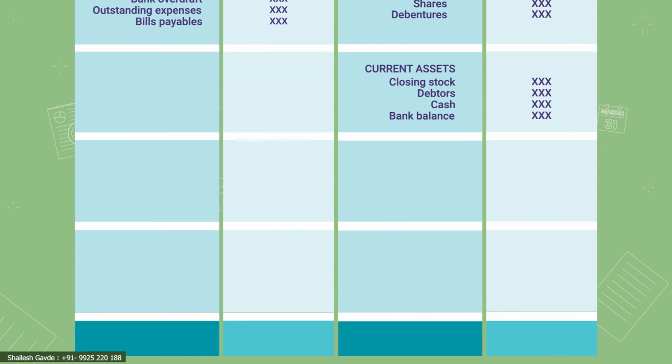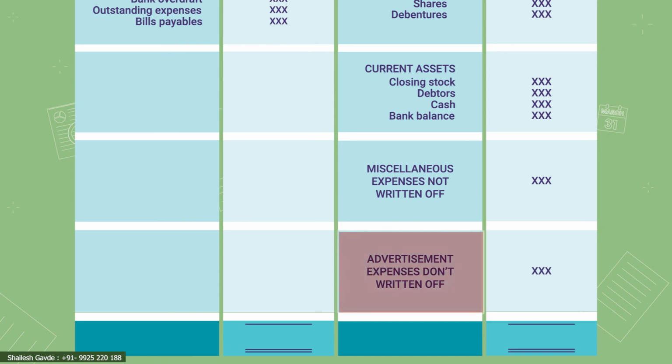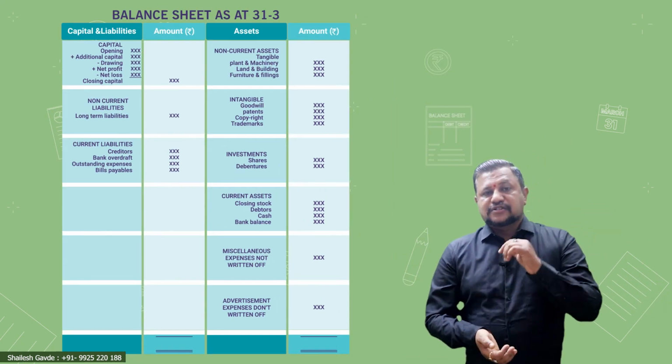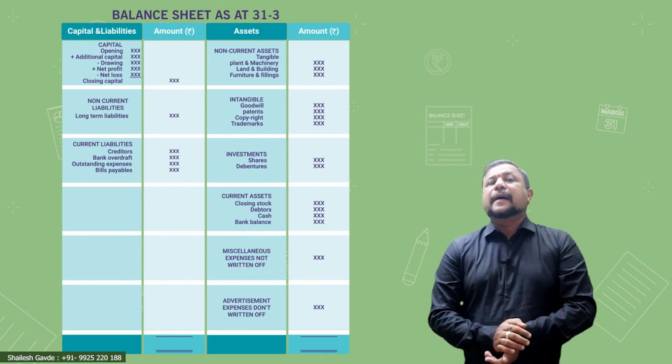The last section on asset side we record is miscellaneous expenses not written off. They are also termed as fictitious assets. Those deferred revenue expenditure which are not written off, say advertisement expense not written off, say miscellaneous expenses not written off, all these expenses which are not written off, any accumulated losses which are not written off, they are recorded in this section. So guys, this completes our balance sheet.